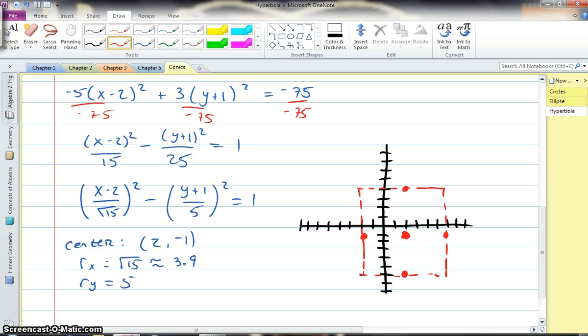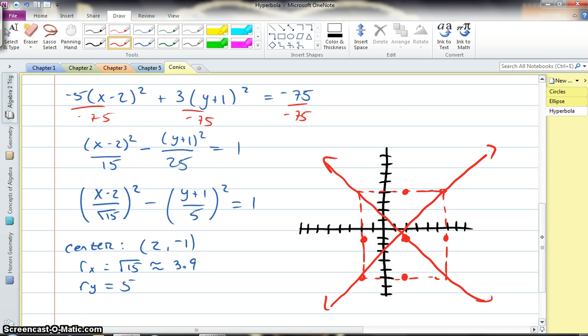Alright, and then with your box, you're going to create asymptotes. Your asymptotes are going to go through the corners of your box. So they're straight linear lines that pass through the center and the vertices of your box.